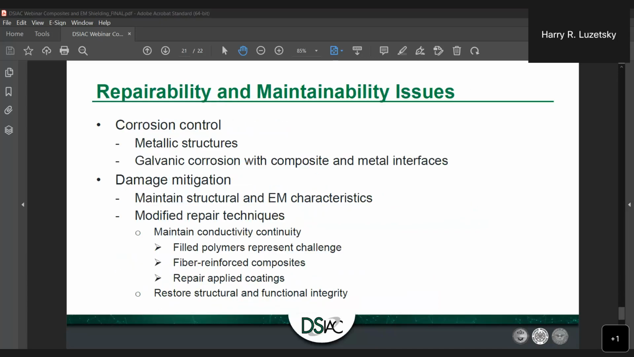For repairability and maintainability, you always have to worry about corrosion control. Obviously, with metal structures, that seems to be something that should be quite obvious. However, when dealing with composites, you have to worry about galvanic corrosion. If the composite is going to be connecting with a metal, there is a chance, since we have, say, a graphite-based material, that a galvanic cell winds up being established, and you can corrode the metal to which it's adjoining.